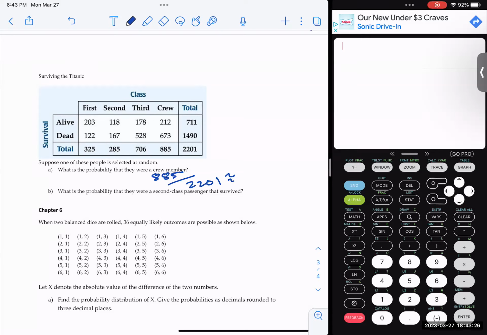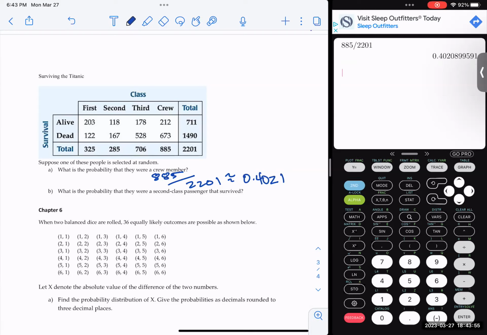What is that? I have a calculator right here, and it's only taken me 45 minutes to realize it. There it is. Yes, I agree. About 40%. Wow, that's a lot of crew members. It's a big boat, though.